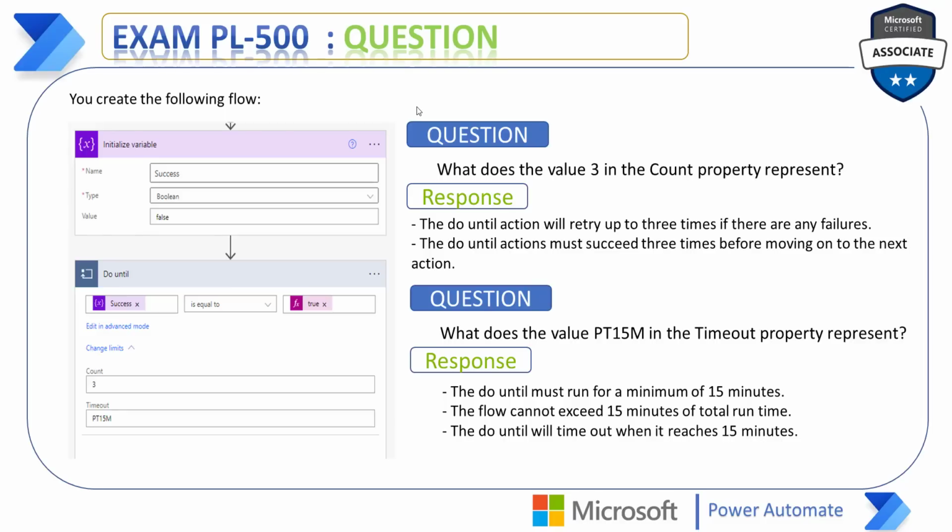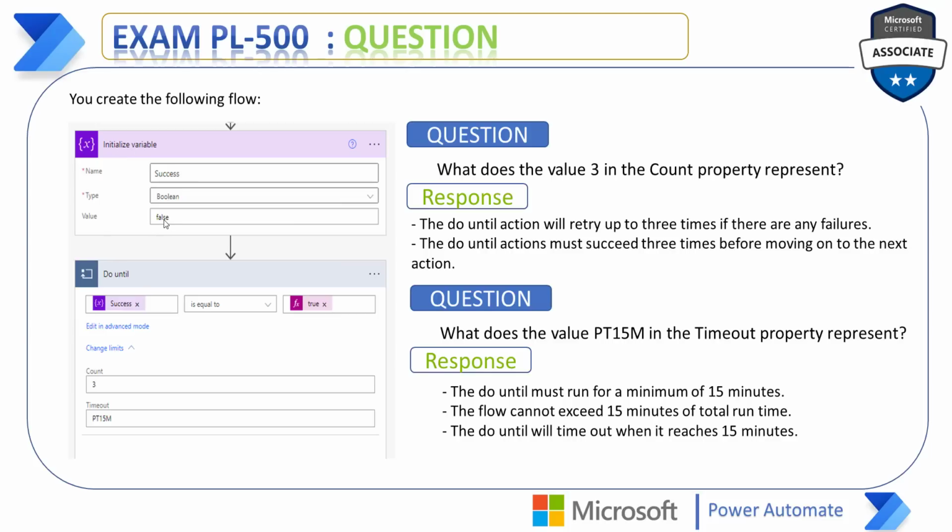Hello techies. In this session, we will test our knowledge on the PL-500 exam. Here we have a small scenario. What is the scenario? There you can see on my screen, a variable has been initialized with the name success, and the data type is Boolean. And what is the value that has been given? At the time of initialization, they have given it as false.